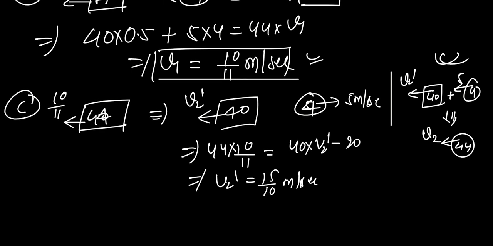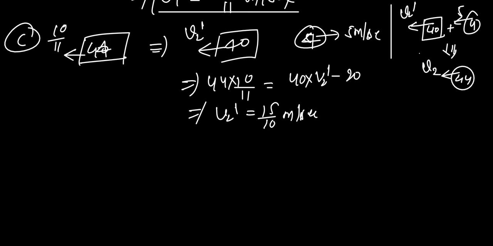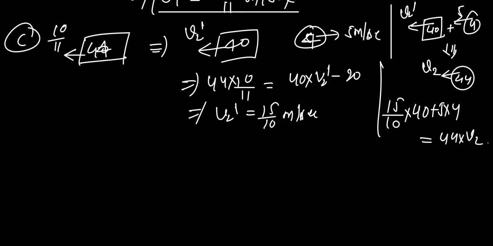Now look at this situation here. Now there's 40 kg and 5 kg. So 15 by 10 into 40 plus 5 into 4 is equal to 44 into V2.